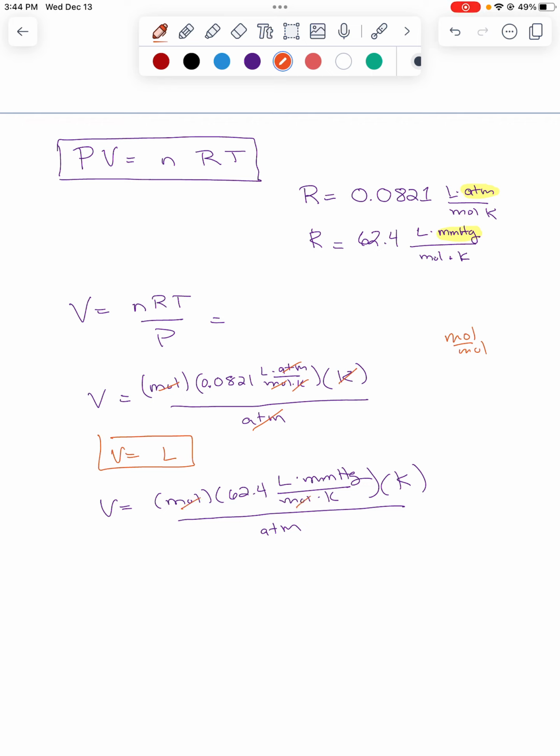Moles would have canceled, Kelvin would have canceled. Liters is what I want because that's what I'm solving for, but now what I'm left with is millimeters of mercury over atmospheres. And that would tell you that you need to either change the units of your pressure or change your value of R.